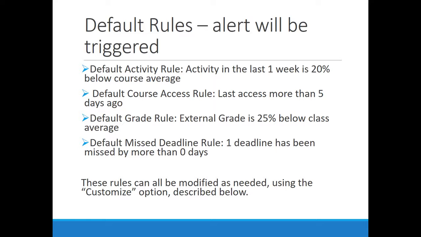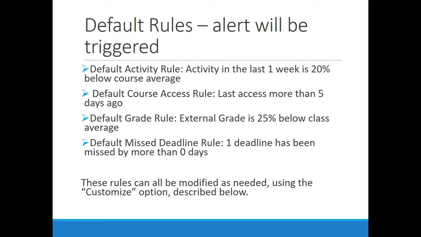If you were to start using it today, these are the default rules that have been set up. There are 4 types of rules that you can set up. The first is the activity rule. It's defaulted to if their activity in the last week is 20% below the course average, then they'll get a little alert. There's the access rule. So if they haven't accessed it in more than 5 days, they'll get an alert. Default grade rule, if their grade is 25% below the class average, they'll get one.